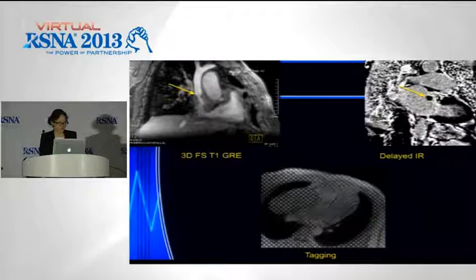And finally, a useful supplementary sequence is tagging. So here we're laying down grid tags over the image of interest, and it helps us to assess the relationship of the mass to the myocardium. In this case, this mass is quite close to the right side of the heart. We can see that there's no deformation of the grid tags within the mass, indicating that it's separate to the myocardium. This represents a teratoma.